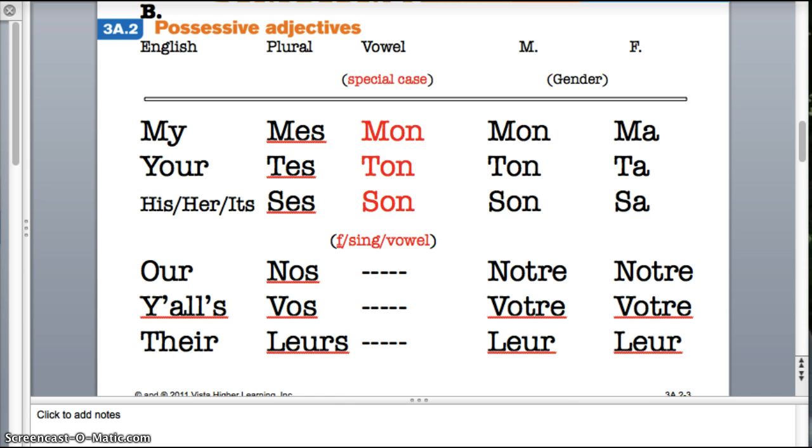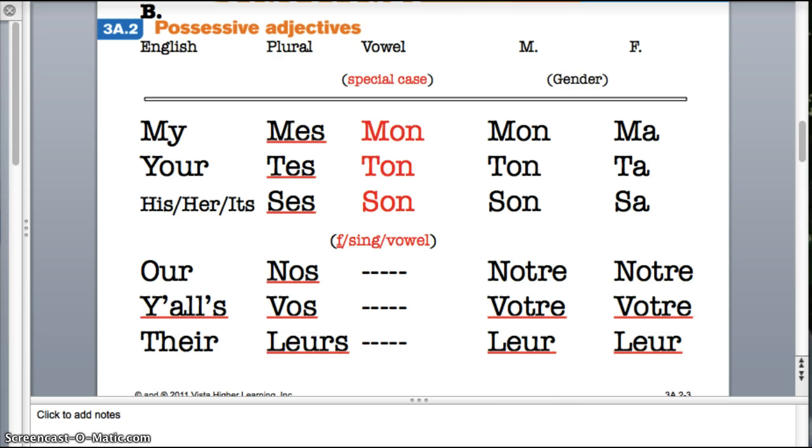This is the chart of possessive adjectives. It would be a good idea to stop the sound on this presentation and copy the chart before you listen to my explanation. Please take a moment and do that now. You should have already copied the chart at this point.